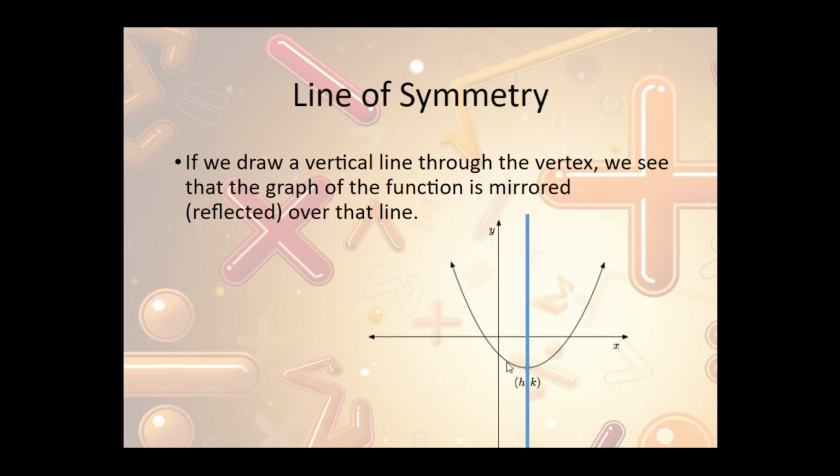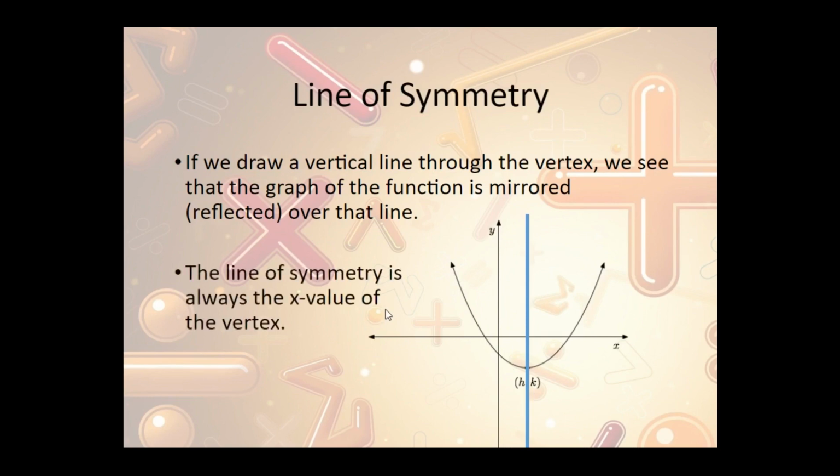If I were to take this and flip it over, it should land directly on this one. So this is our line of symmetry. And the line of symmetry always is the x value of the vertex. So my h here, that would be my exact line of symmetry.